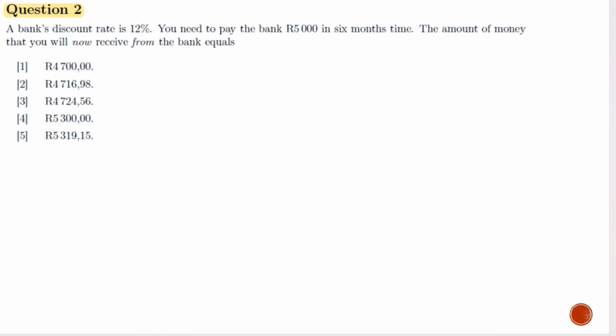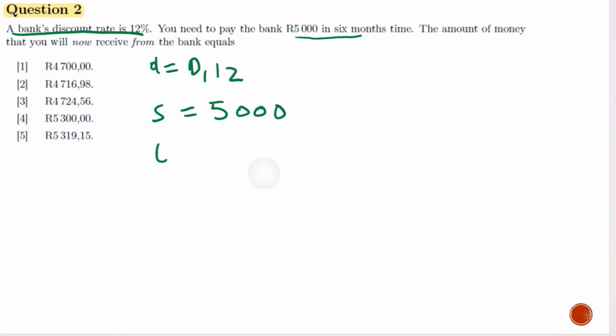A bank discount rate, already you know you are thinking of a discount formula. A discount rate is equal to 12%, which is 0,12. You need to pay the bank 5,000 in 6 months' time. This is an amount that you need to pay in 6 months' time. That means in the future. So now your S is equal to 5,000. When do you need to pay this? You need to pay it in 6 months' time. You've got 6 because it's months, you divide by 12. If it was 6 years, you don't divide it by anything. You take the years as they are.